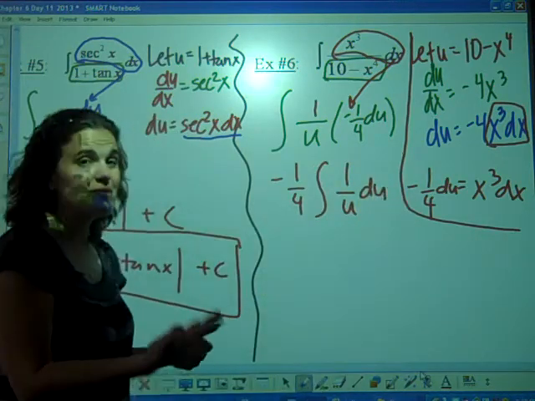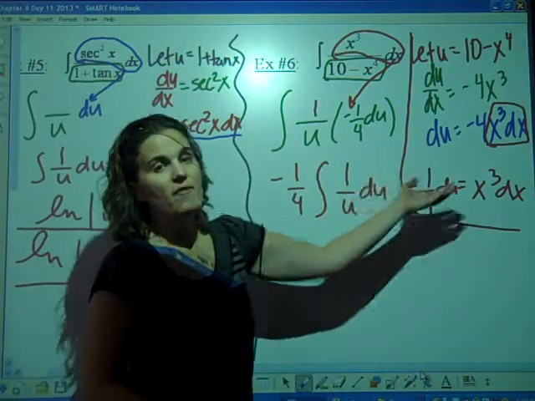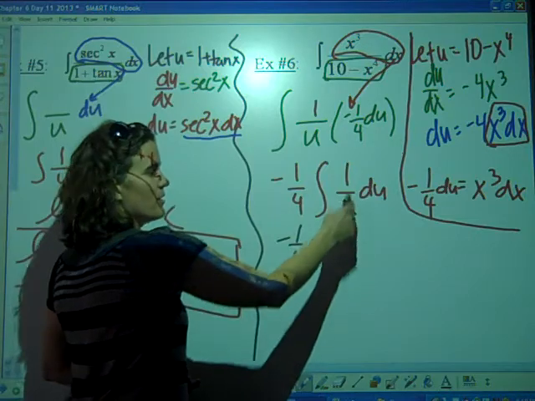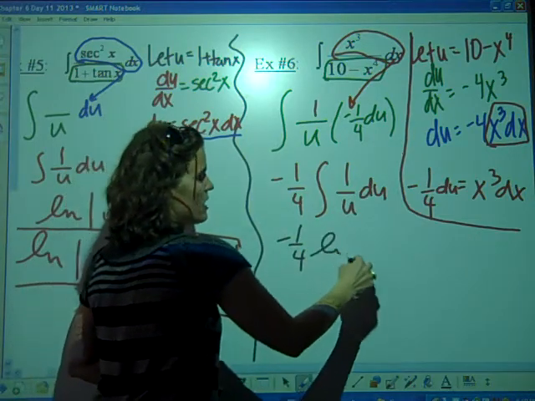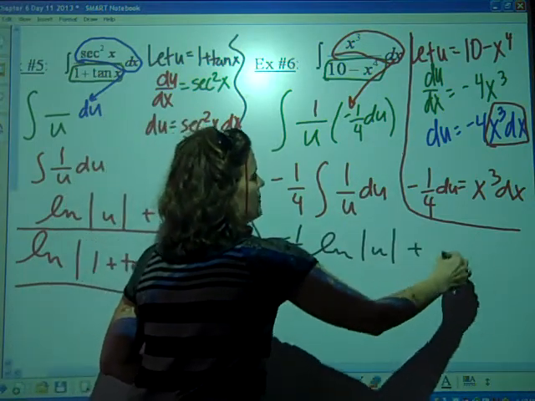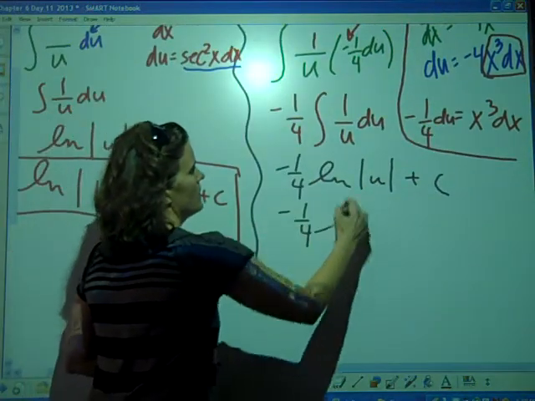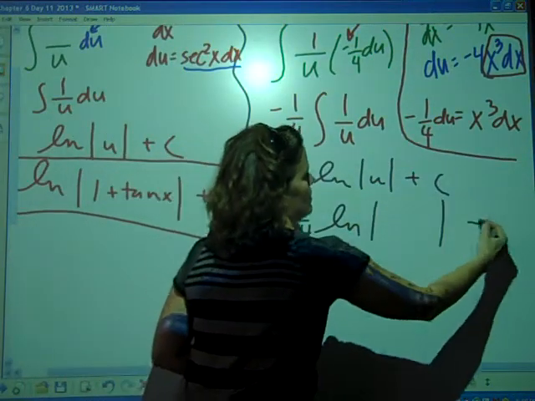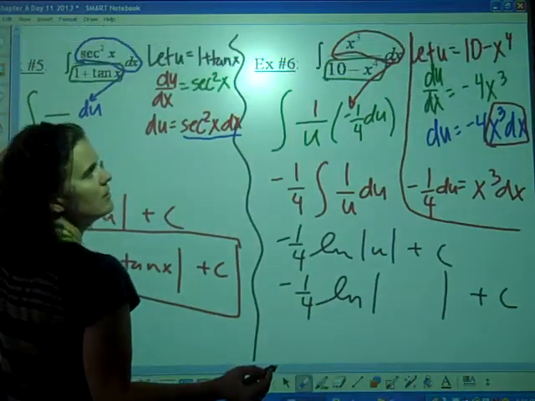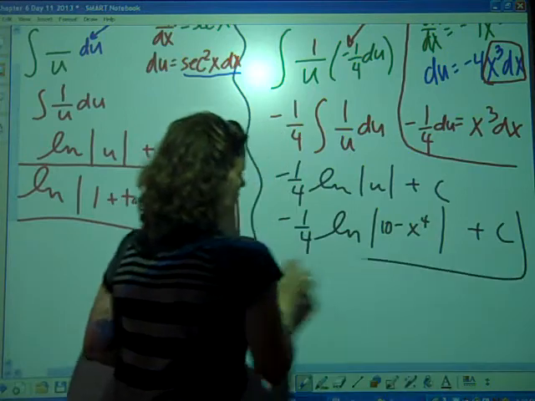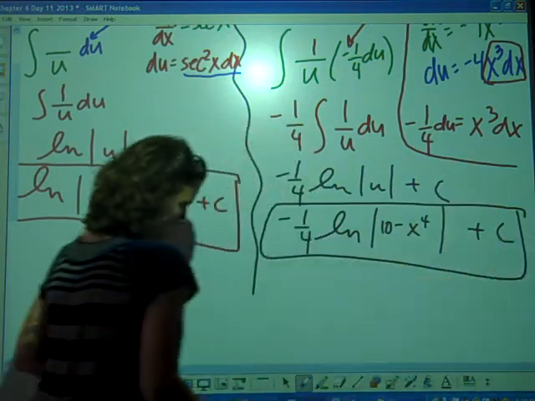You guys notice that every single problem so far has only been off by a constant, and that's the whole idea, otherwise we wouldn't be able to integrate. The integral of 1 over u is the natural log of the absolute value of u, plus c. Plug your u back in. So negative 1/4 natural log of the absolute value of 10 minus x to the 4th. And don't forget your plus c.